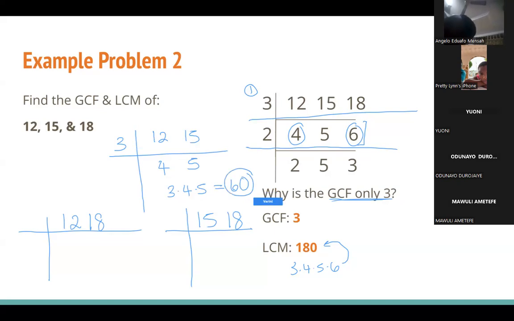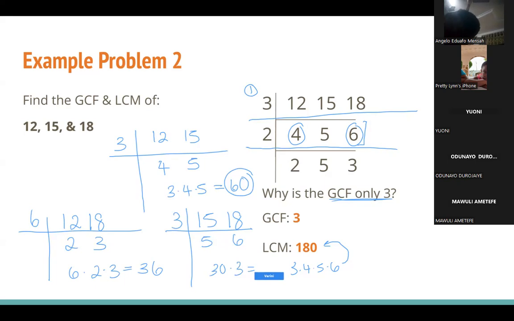Okay? So now let's look at 12 and 18. In 12 and 18, we can actually factor out a number greater than 3. We can factor out 6. So we're left with 2 times 3. So our LCM will be 6 times 2 times 3, or 36. And then with 15 and 18, we can factor out a 3, so we get 5 and 6. So our LCM here will be 30 times 3, or 90.